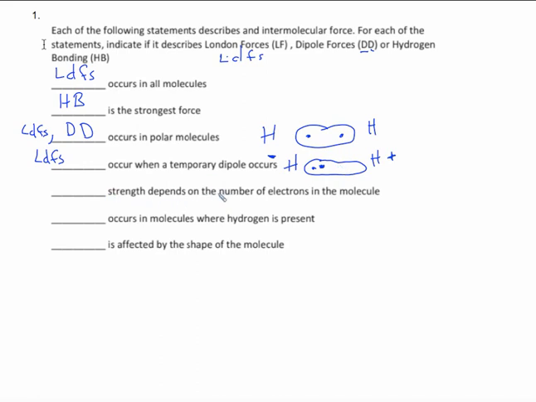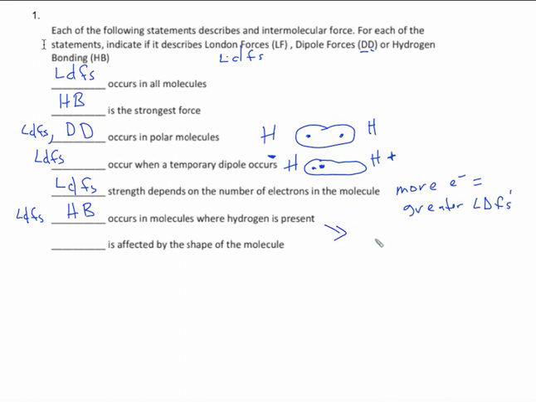Okay, strength depends on the number of electrons in the molecule. That's also London dispersion forces. So one thing you need to remember, more electrons equals greater London dispersion forces. All right, occurs in molecules where hydrogen is present. Well, London dispersion forces are in everything, but also you can, in certain cases, have hydrogen bonding.